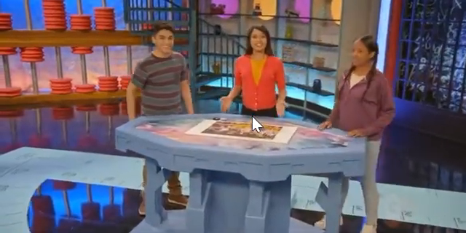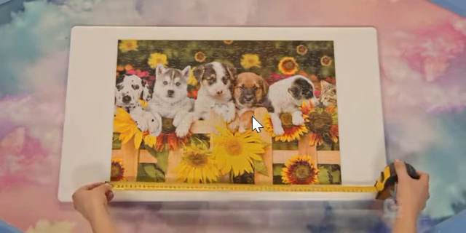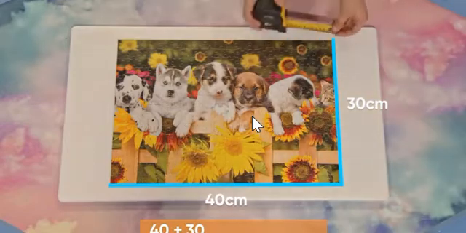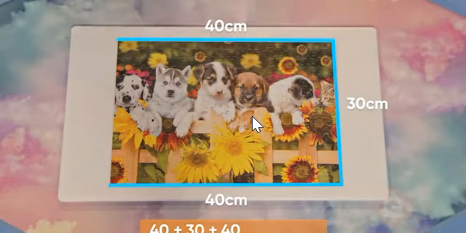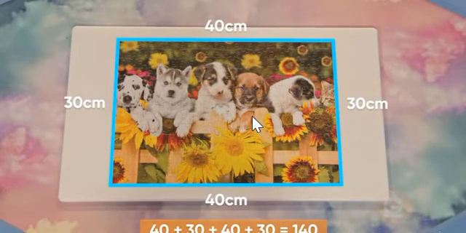In front of us is a puzzle, and it'll help us understand the difference between perimeter and area. Perimeter is the distance around a shape. So to measure the perimeter of this puzzle, we just find the length of all 4 sides, then add them up. I got it. 40 centimeters plus 30 centimeters plus 40 centimeters plus 30 centimeters equals 140 centimeters. That's right. You both are getting good at this.